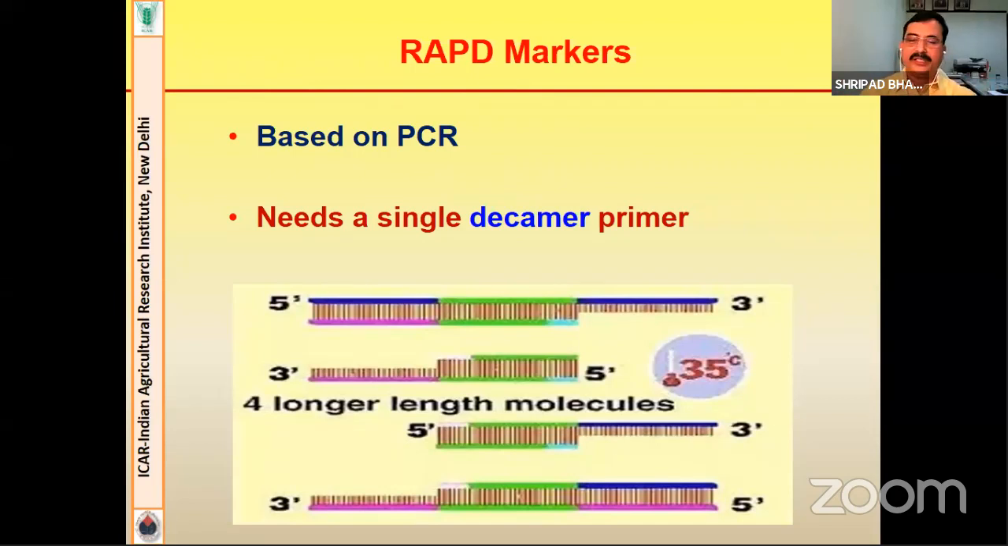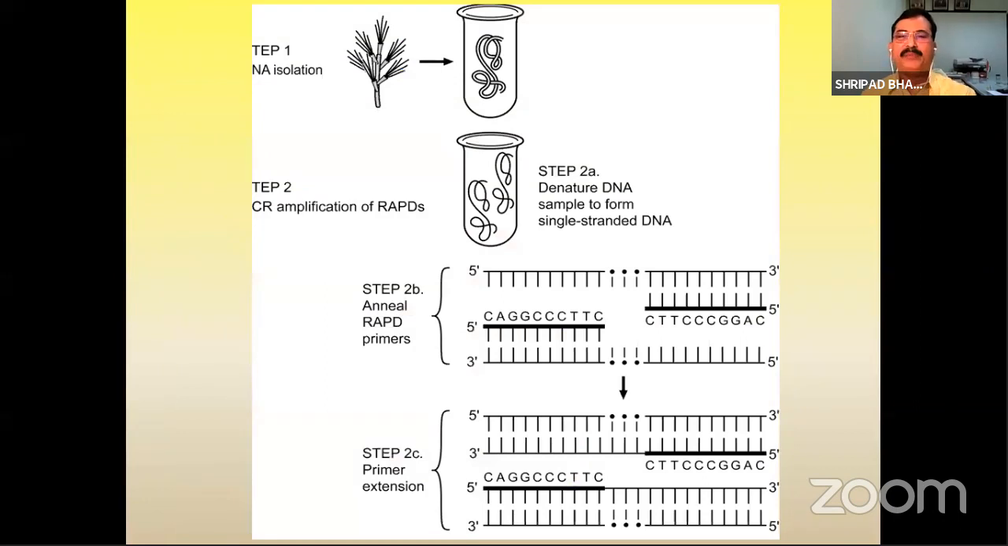Another interesting thing you should remember here: we do not use two different primers. We use only one primer. That primer will be used as forward, and that primer will be used as reverse. In case of RAPD, remember, there is a difference between RAPD and the SSR marker system. In RAPD, you use only one marker, but in SSR, you use two markers at a time.